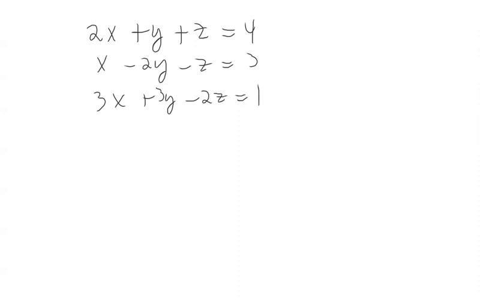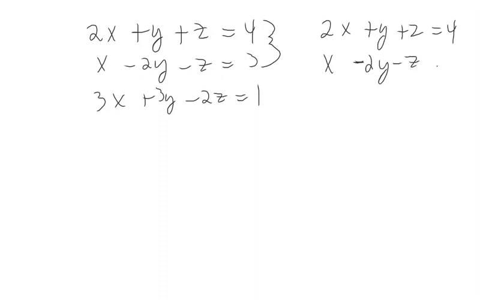So I am going to do a combination of methods, because you can do that. I'm going to take the first two equations and use the elimination method. If I take 2x plus y plus z equals 4, and x minus 2y minus z equals 3, and I add them together, I get 3x, y plus a negative 2y is negative y, the z's cancel, and I get a 7.